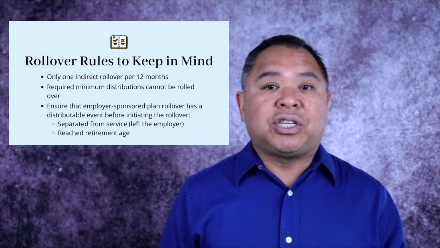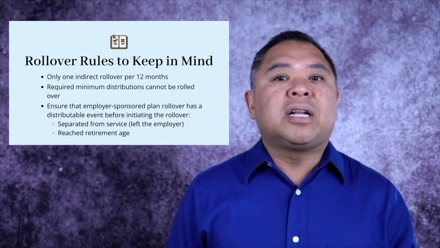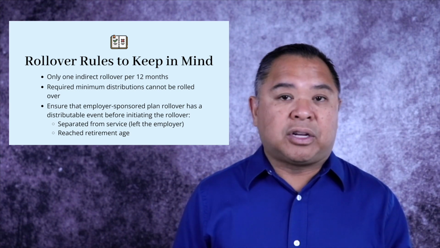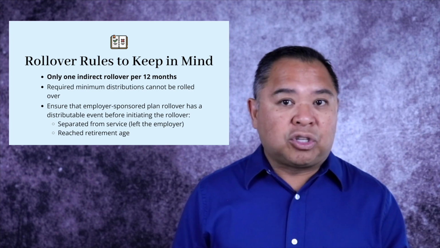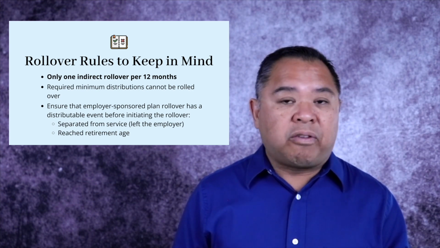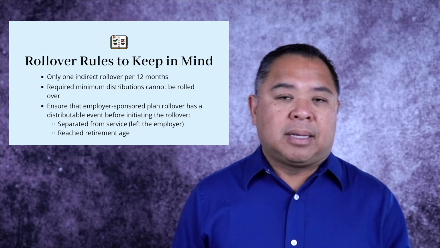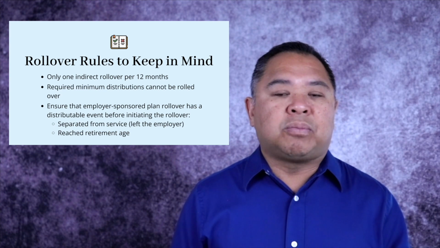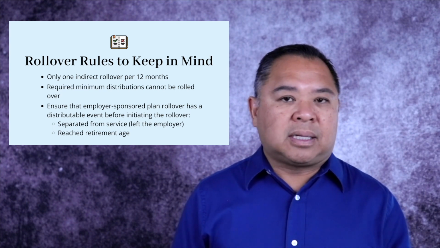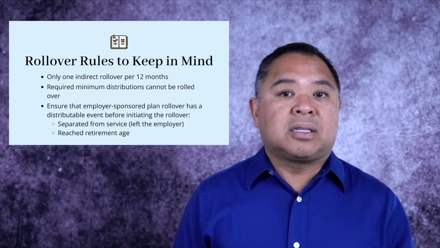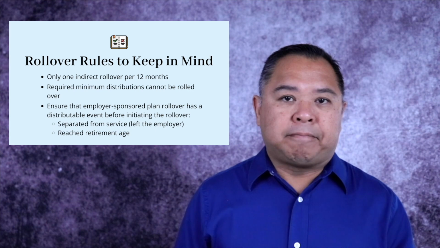Now, before you initiate a rollover, here are a few tips you might want to keep in mind. If you're taking a distribution from an IRA and you decide to roll it over, you are limited from taking another distribution that is eligible to be rolled over within a 12-month period. The 12-month period begins from the date of your distribution. This means that if you've taken one of those distributions and rolled it over, you cannot roll over another distribution within that same 12-month period, thus limiting you to one rollover in a 12-month period.